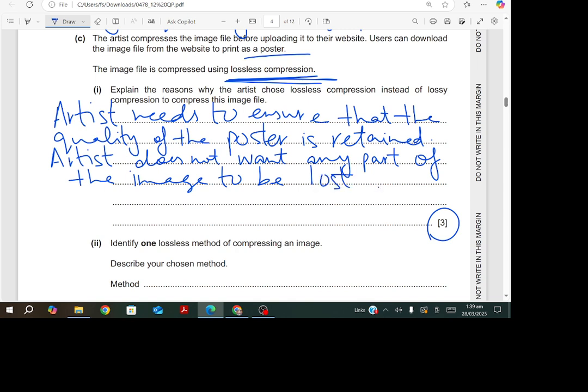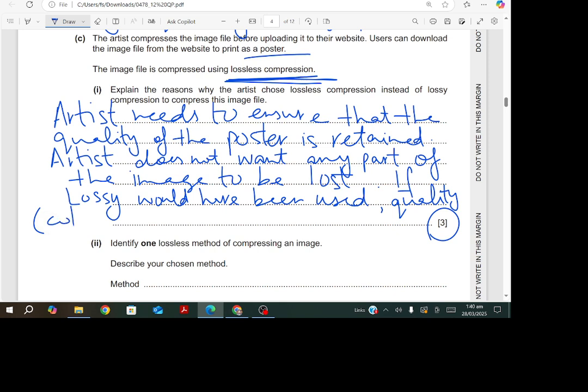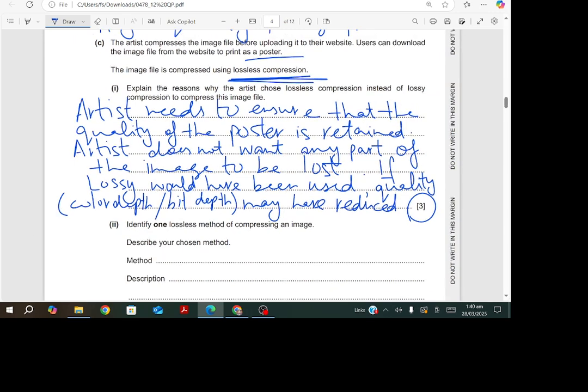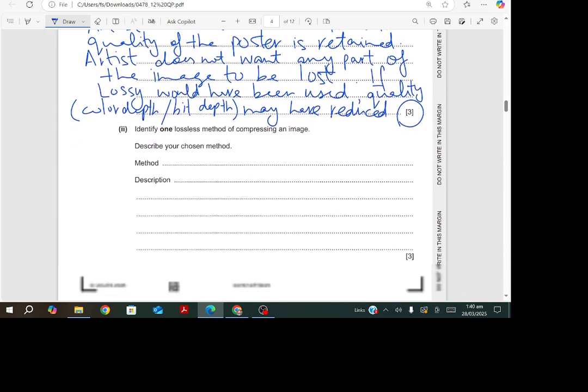What would be the third point? If lossy would have been used, quality, that is color depth or bit depth, may have reduced. In the same way, any parallel, any matching answer you can just write.